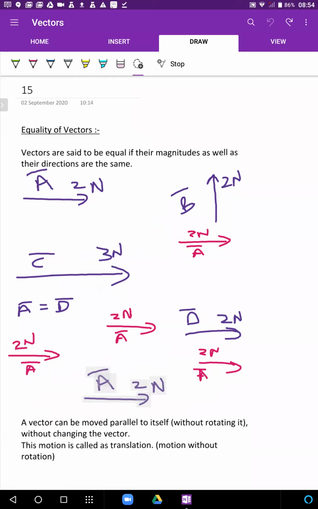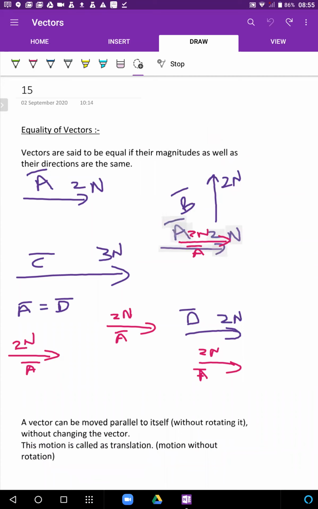In other words, if you can read this sentence over here below, okay, I'm trying to just show it. A vector can be moved parallel to itself. Now what does parallel to itself mean? It can be moved without rotating it. And if you move a vector without any rotation, you do not change the vector. So you can move a vector parallel to itself without changing the vector. So what I'm doing right now, I'm moving this guy parallel to itself. As you can see, I'm not rotating it.